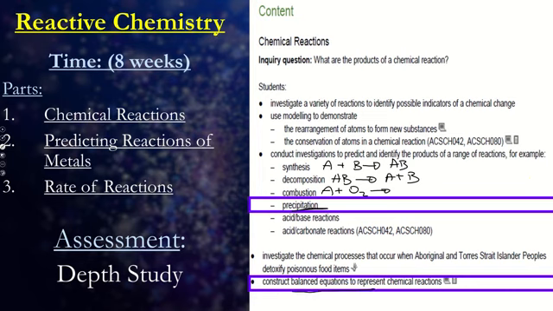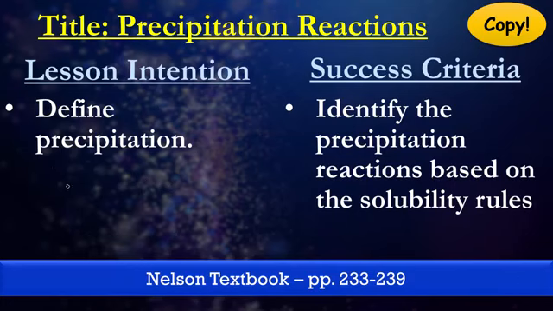We're going to try and create some balanced chemical equations to learn about this phenomenon. Okay, so we're going to define what precipitation is, and we're going to look at some solubility rules regarding precipitation. Okay?